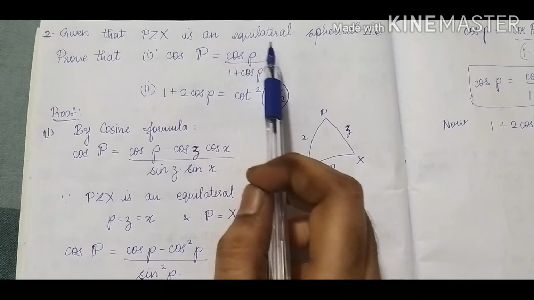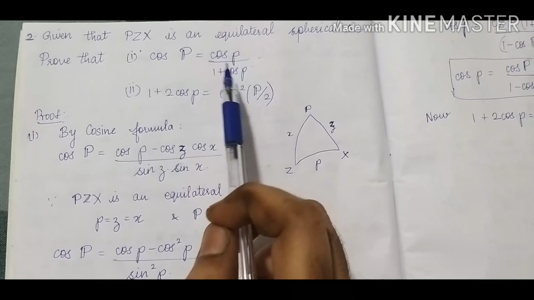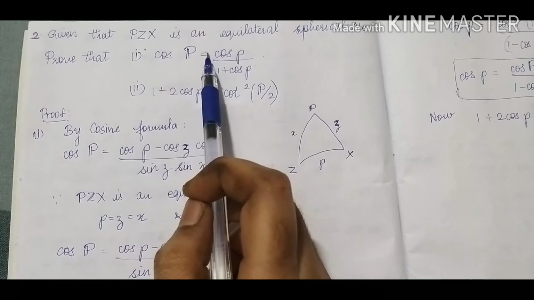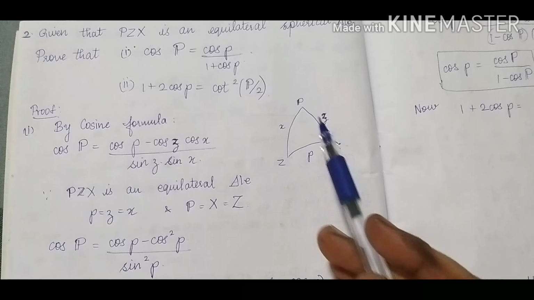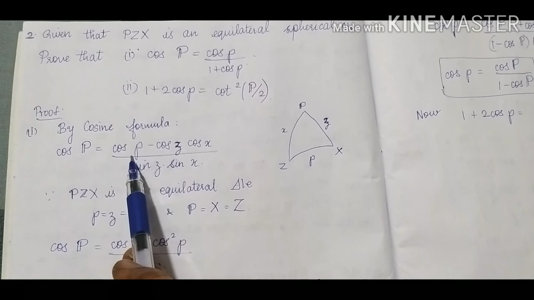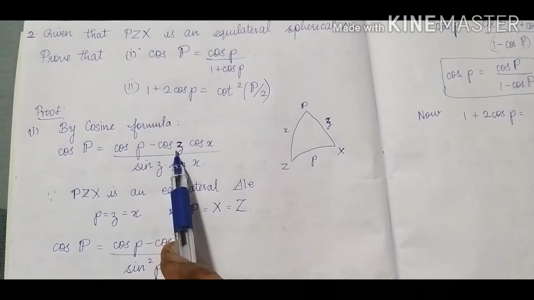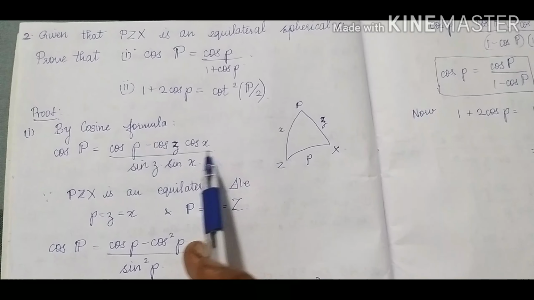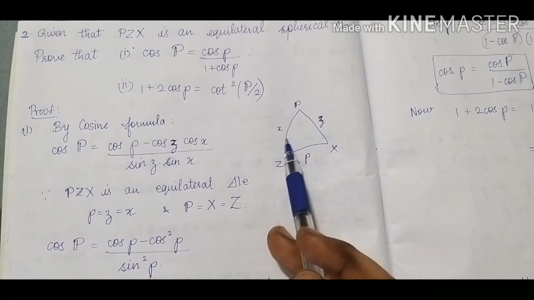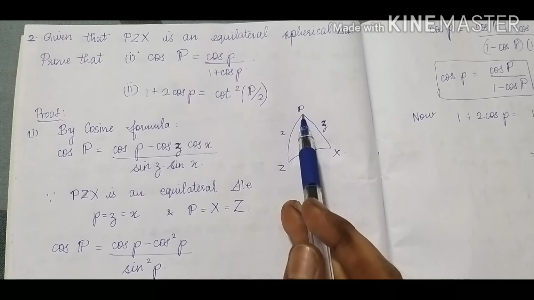Since everything is related with cos, we'll begin with the cosine formula. I'm going to find the cosine formula for this angle capital P. So the cosine formula for this angle capital P is written as cos small p minus cos z into cos x, divided by sin z into sin x. The z and x are these two sides which hold this angle P.